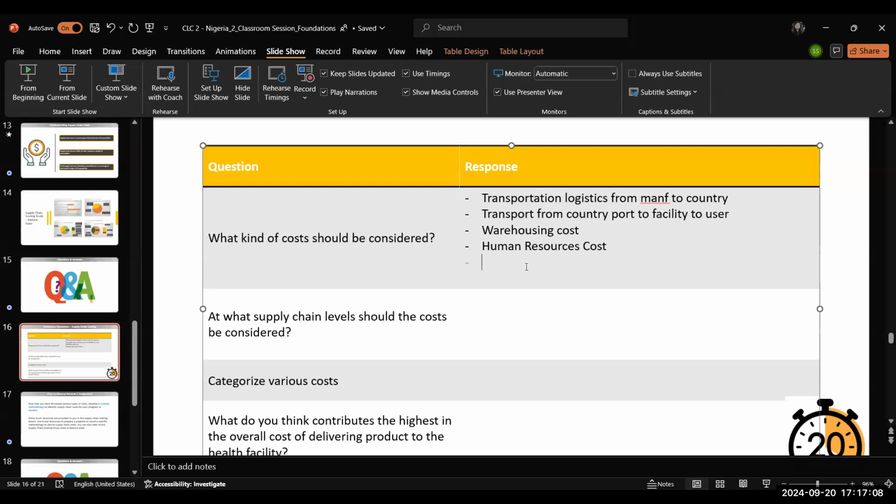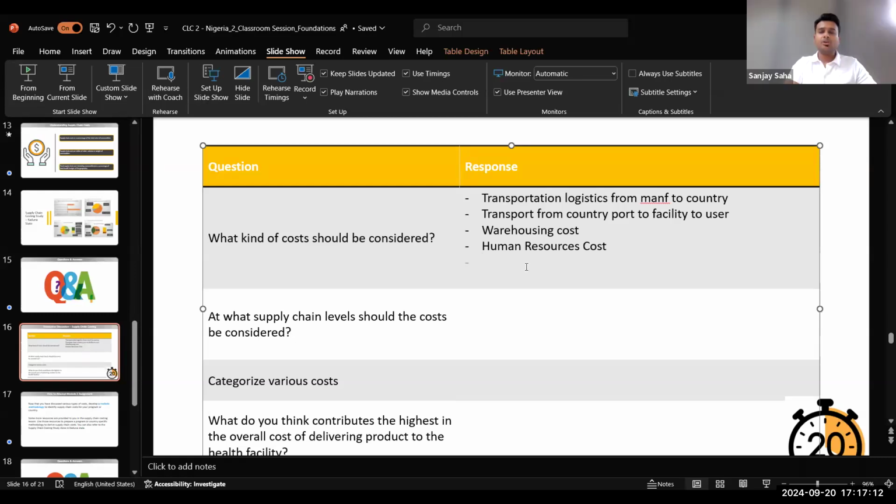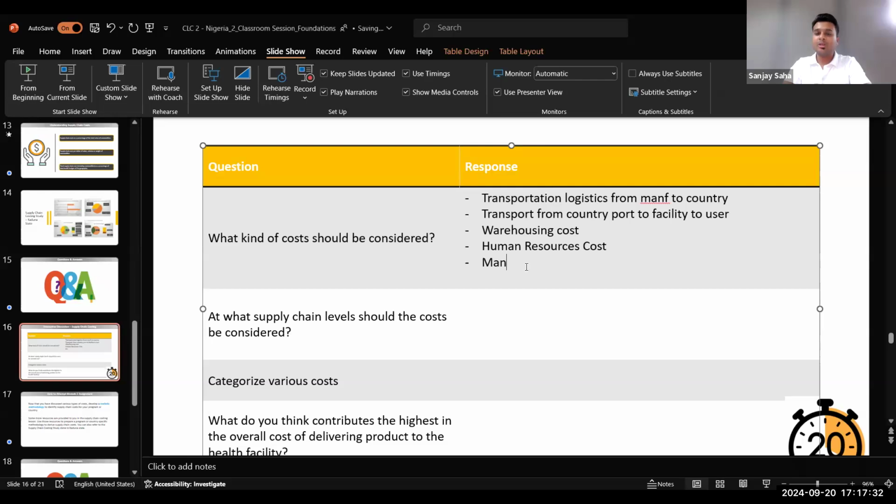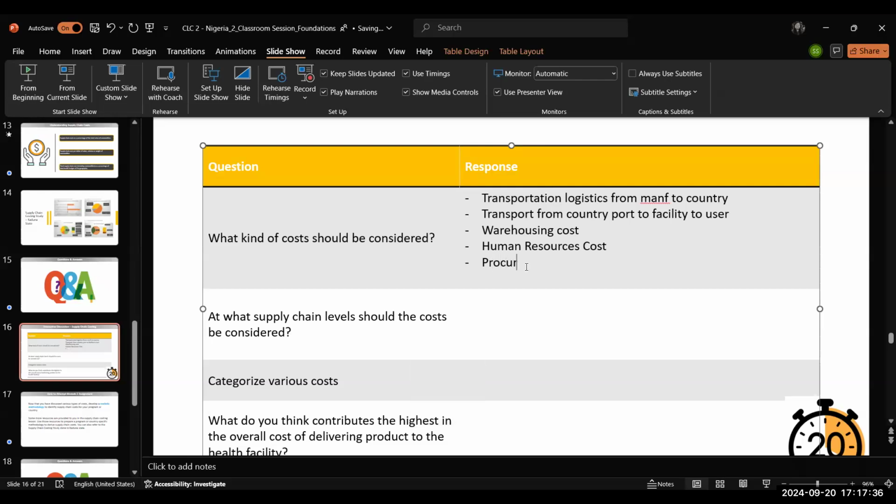Is procurement cost part of this? Procurement cost is the cost of the product itself, so that we already know. Anything that is not the cost of the product. Or do you mean the procurement cost as in management of procurement? Yes, management. Okay, so say procurement operation cost.